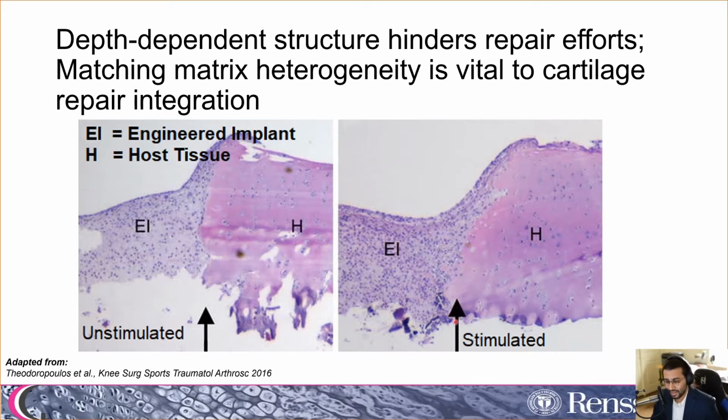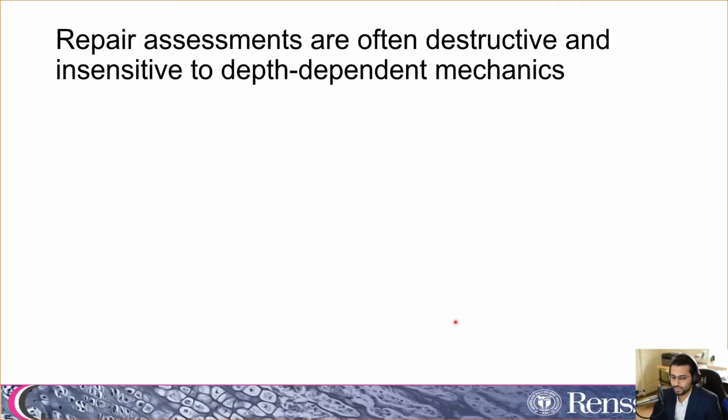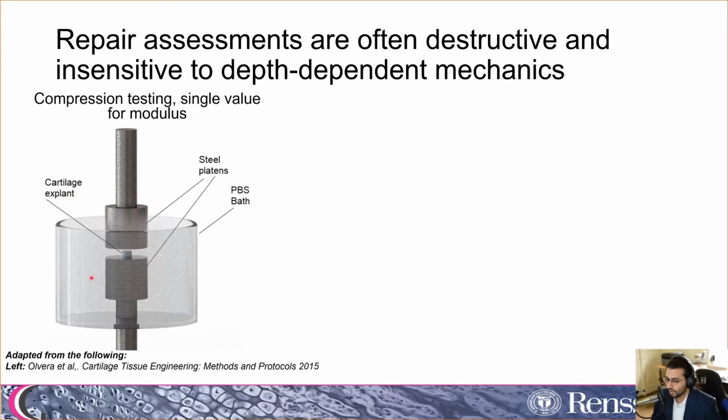And it turns out that that repair assessment method, despite the advancements in tissue engineering, has not kept pace. So these repair assessments tend to be based on mechanical testing. So here we have an example of a simple compression test. A cartilage sample or piece of repair tissue is inserted between two steel platens in a bath and loaded. Depending on how much load is applied to deform the tissue a certain amount, we know that we can easily calculate the stiffness or the modulus of the tissue.